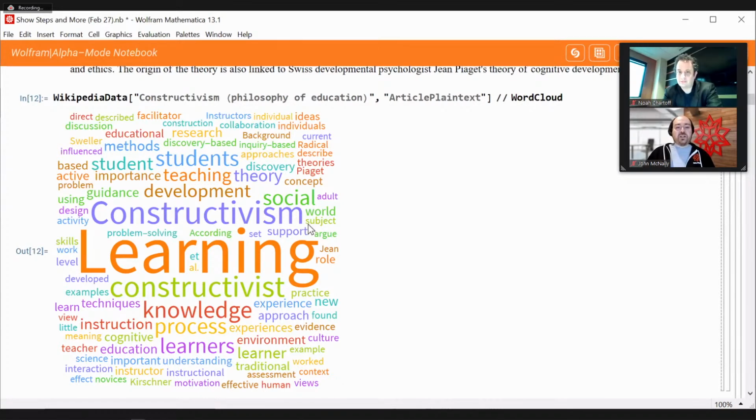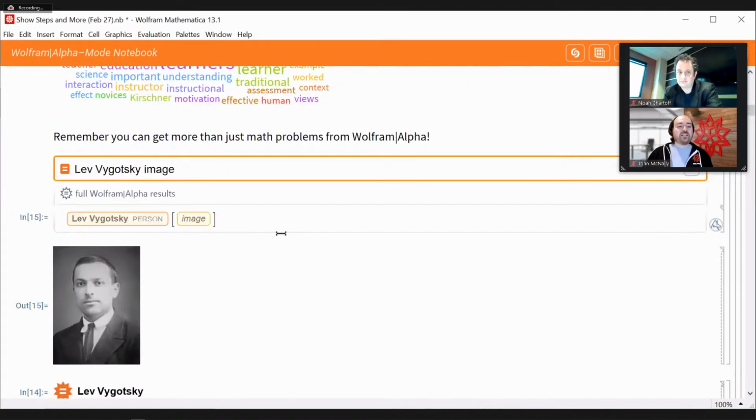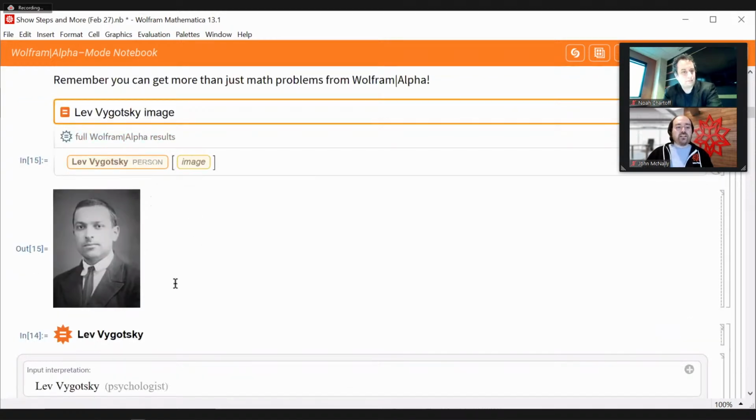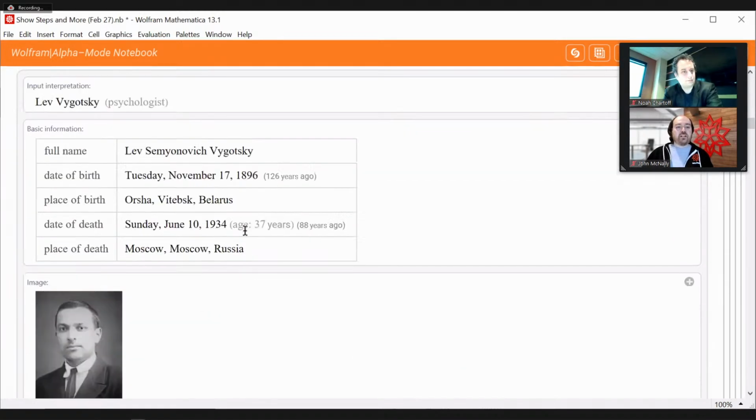And so people sometimes think of, oh, Wolfram Alpha, that's good for doing math, but there's other cool stuff in there as well. So you can ask for an image of various people. So for example, Lev Vygotsky is a very influential figure in the history of educational theory. And Vygotsky's students took many of the original writings of Vygotsky and developed them much further. If you look for the full results for various people, you'll see that Lev Vygotsky himself only lived to the age of 37. And so some of the writings were turned into other more developed theories by some of Vygotsky's students.